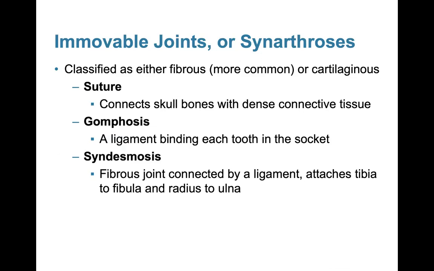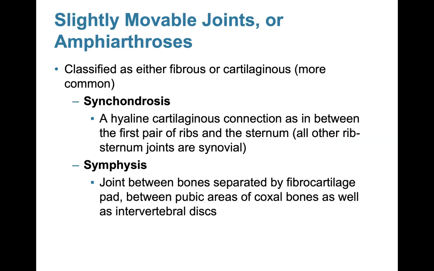So immovable joints, or synarthroses, these are classified as either fibrous or, more common, made up of cartilage. And these would include things like sutures, which connect skull bones; gomphosis, which is a ligament binding each tooth into the socket; or syndesmosis, which is a fibrous joint connected by a ligament that attaches the tibia to the fibula and the radius to the ulna. They could either be classified as fibrous or made up of cartilage.